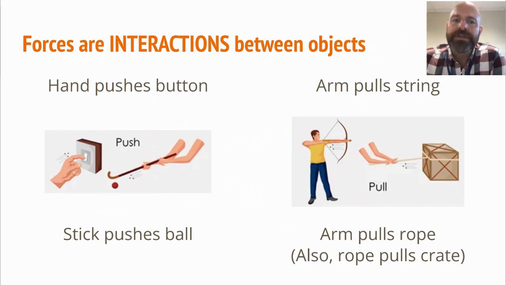When we're talking about forces, it's important to know that we're talking about interactions. A force doesn't exist without an object to act on and something causing that or doing that. So if you think about this structure, your hand pushes the button, the stick pushes the ball, your arm pulls the string, the arm pulls the rope pulls the crate. There's a thing doing the action, and there's a thing feeling it. So here's our first checkpoint. Pause the video, do the questions under checkpoint 1, then come on back and resume.